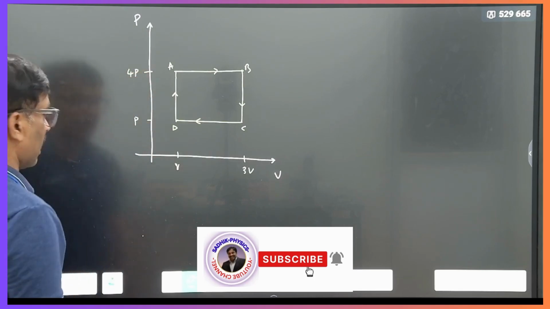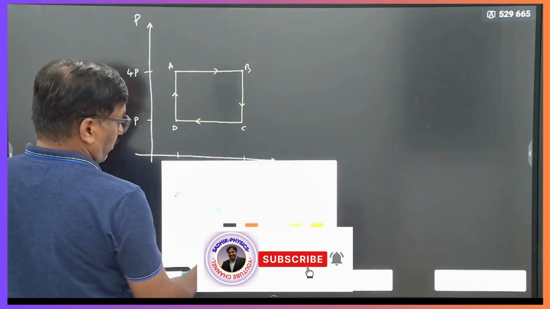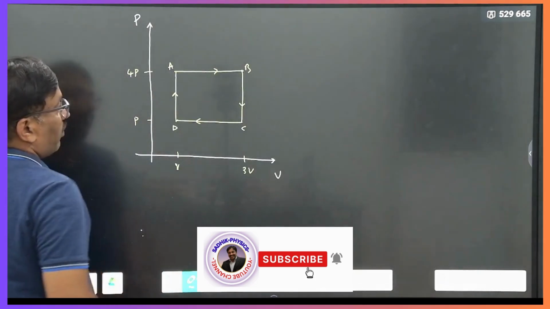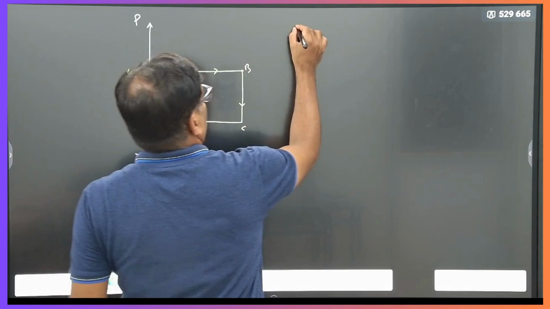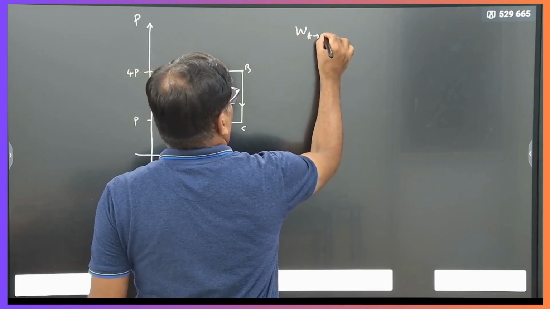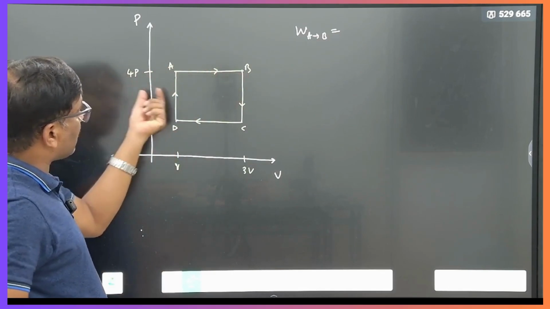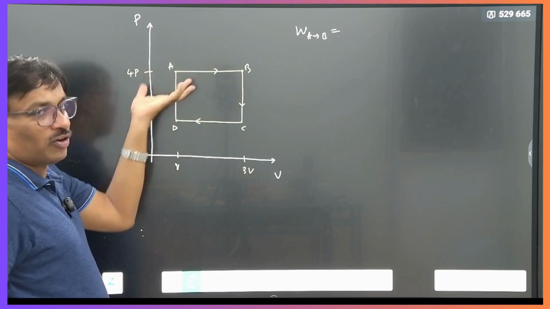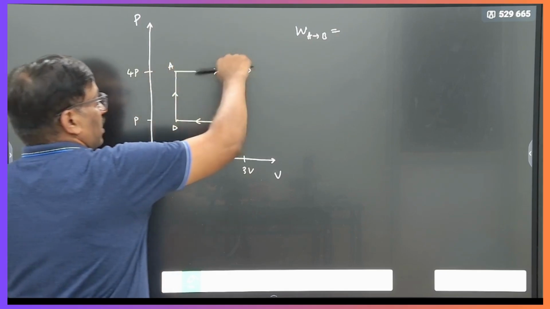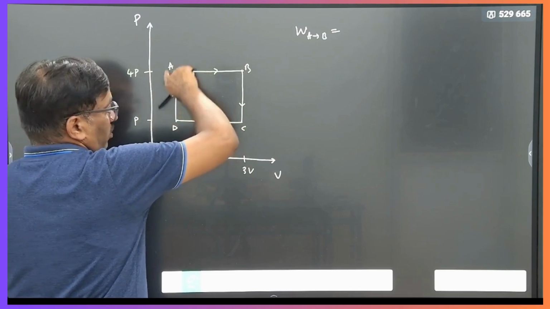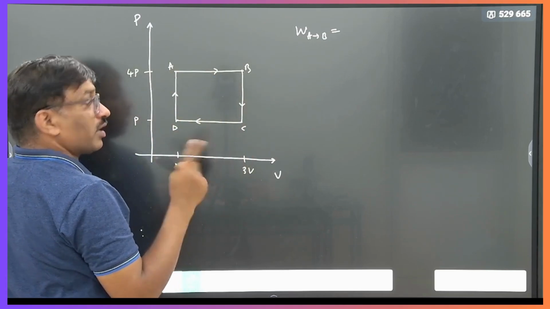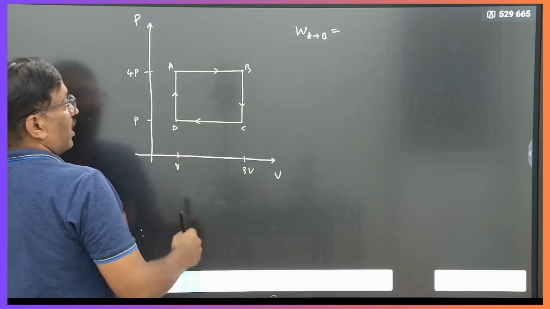Suppose, for easy calculation, we want to calculate first of all the work done from A to B. Observe this one, only A to B. So he is asking what is the work done from A to B. A to B is what? It is nothing but an expansion. See, volume goes from V to 3V. Therefore expansion, work done is positive. Clear? So area is what?